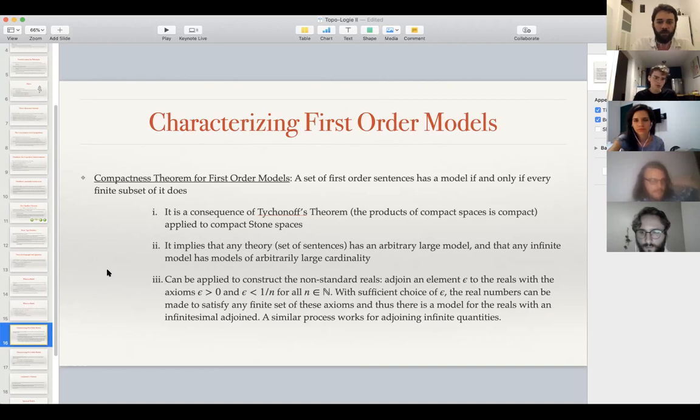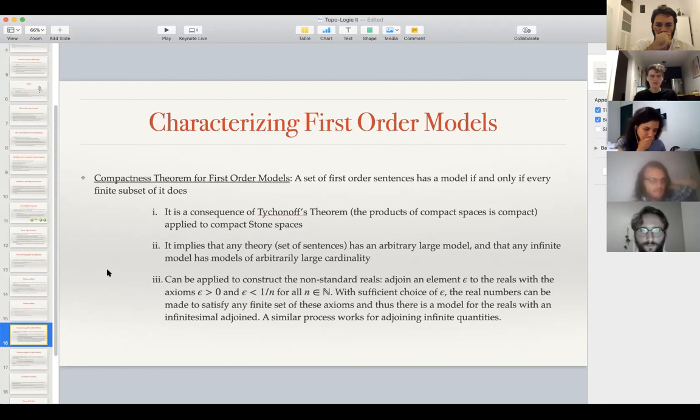So this theorem is actually a consequence of Tychonoff's theorem, which I believe I talked about a bit last time, which says that the product of compact spaces is compact. You can actually use ultrafilters to prove this, if you're curious. But it's a consequence of it applied to Stone spaces. So remember, the Stone spaces were the sort of topological analog to Boolean algebras.